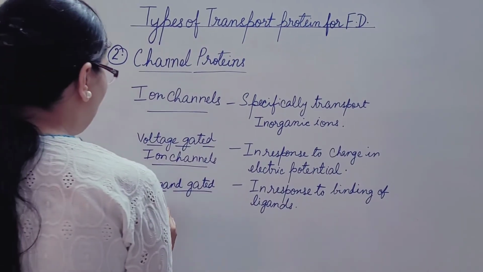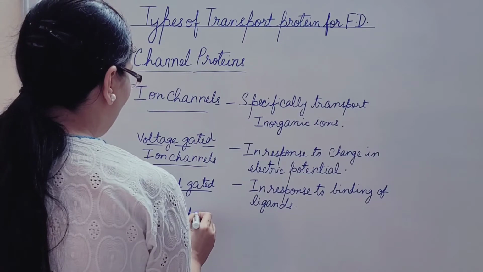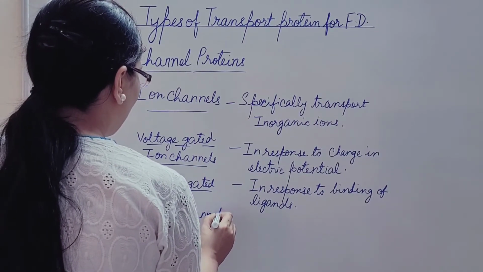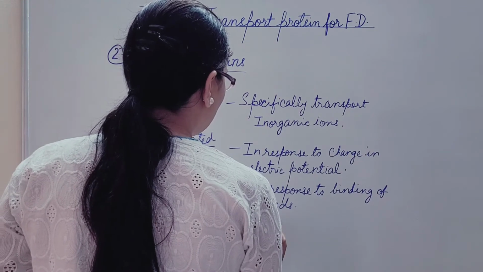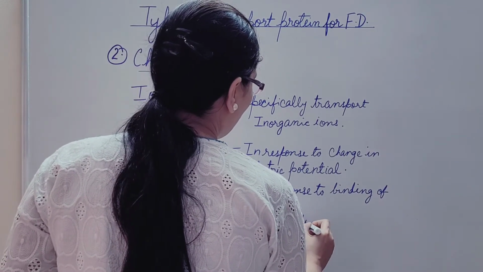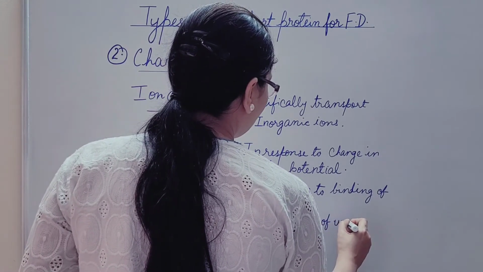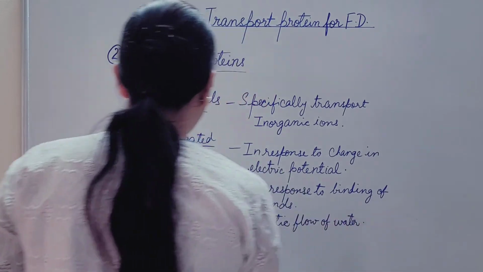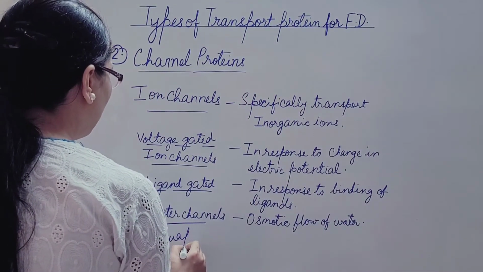In many plasma membranes of animals, water channels are present, which help in the osmotic flow of water. And these water channels are known as aquaporins.